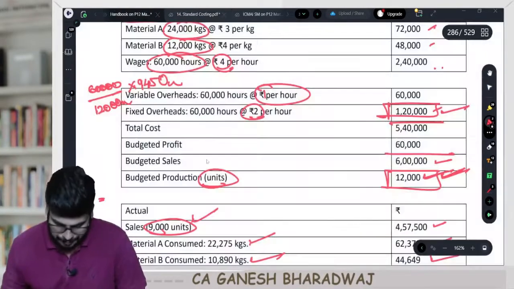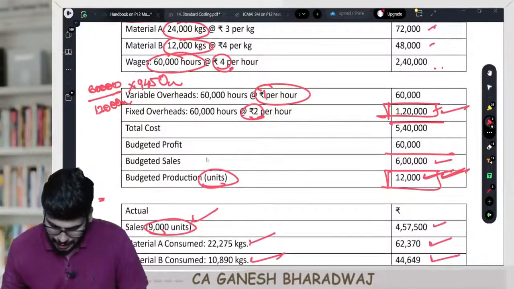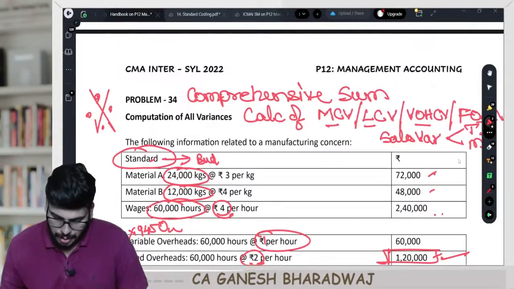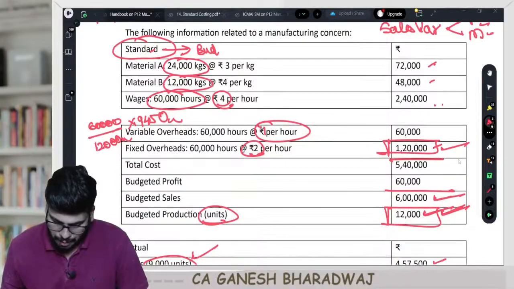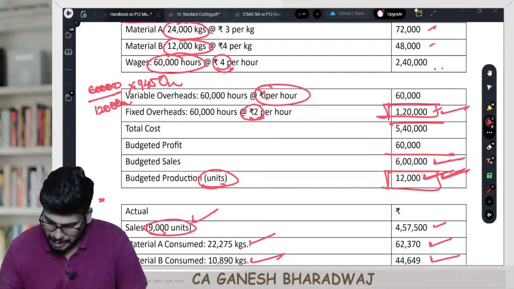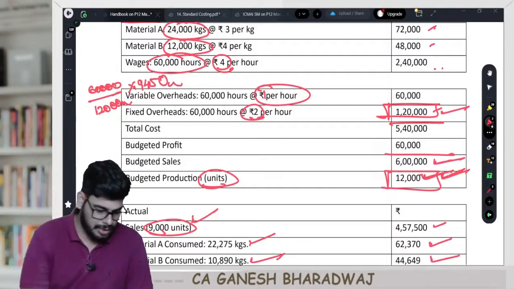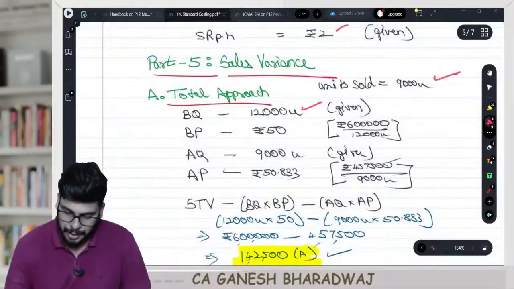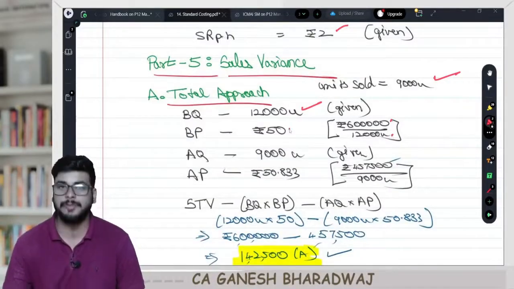Now look at this. In the budgeted data, what was the budgeted sales? 6 lakh rupees, right? 6 lakh rupees is the budgeted sales for how many units? It is the budgeted sales for 12,000 units. So 6 lakhs divided by 12,000 units. What is the selling price per unit? The budgeted selling price per unit is going to be 50 rupees. 6 lakh upon 12,000, it's going to be 50 rupees.